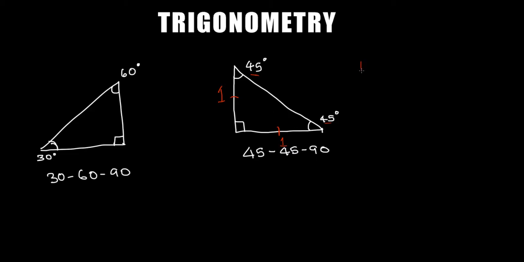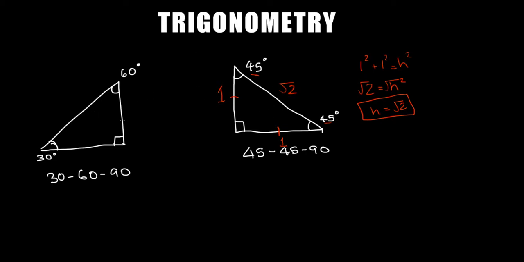Then if we use the Pythagorean theorem, 1 squared plus 1 squared is equal to h squared, let's call the hypotenuse h for simplicity. 1 squared is just 1, so 1 plus 1 is 2. 2 is equal to h squared, so taking the square root of both sides, h is the square root of 2. This is the ratio of sides. Again, the side lengths may change, like 6, 6, and 6 root 2, but the ratio will remain the same.